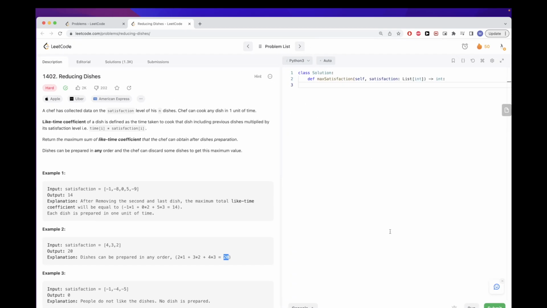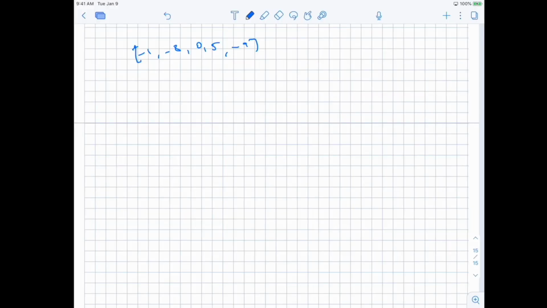Now let's implement this and see how we can solve it. Okay, so how can we address this? So the first observation to make is that it's always better to cook the dishes with the smallest satisfaction value first.